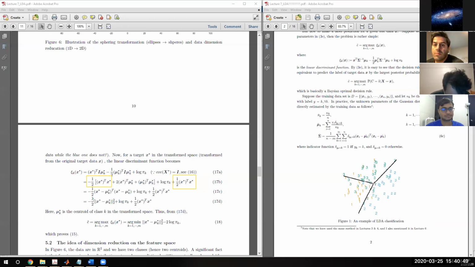Why? Because here, you see, X star is given. I want to predict the label of X star. How would you predict it? What you are going to do is find a class k such that this linear discriminant function is maximized. Guys, how do you make this one maximized? Isn't it simple?